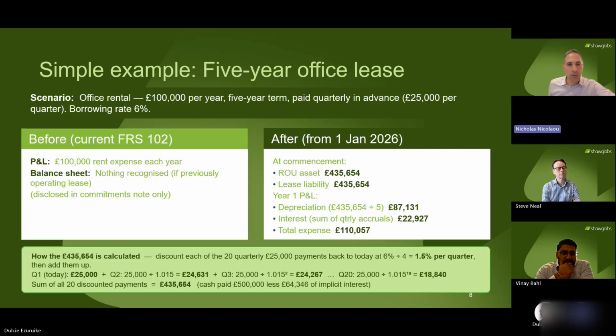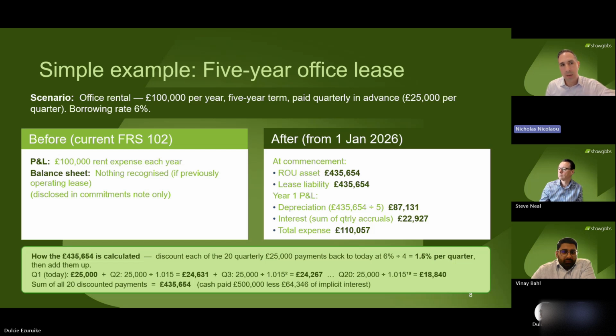So I'm just going to talk you through some simple examples just so you can see what it looks like in practice. These are very simple. Obviously, different businesses are going to have different complexities in their individual leases, but this is just a starter to give you the concept.